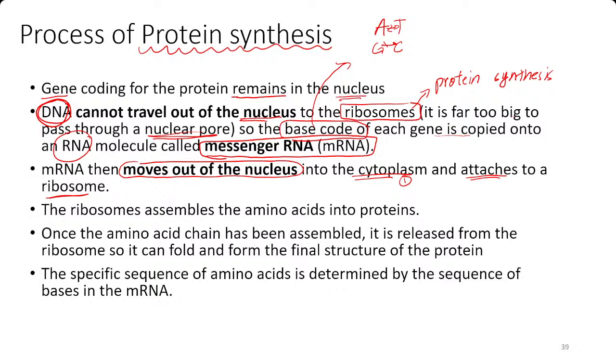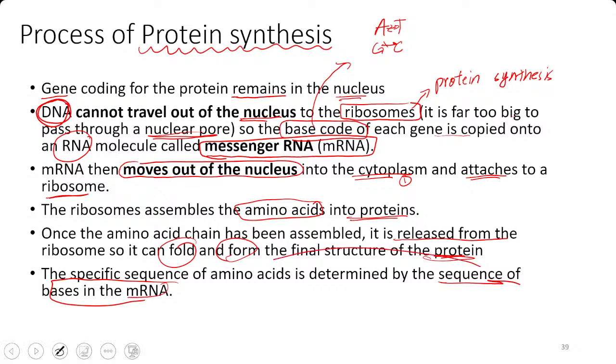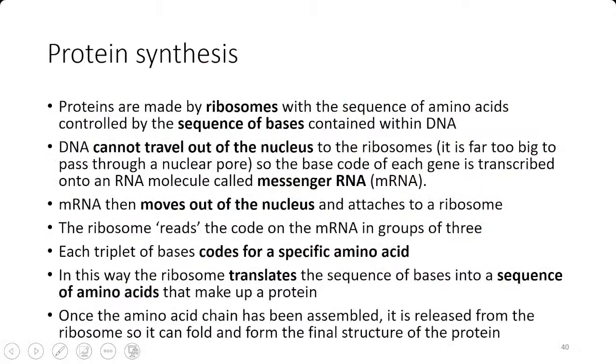Then the ribosome assembles the amino acids into protein, whichever protein the body wants or we require. Once the amino acid chain has been assembled, it is released from the ribosome so that it can fold and form the final structure of the protein. The specific sequence of amino acids is determined by the sequence of bases in the mRNA. I think we have a visual presentation over here.